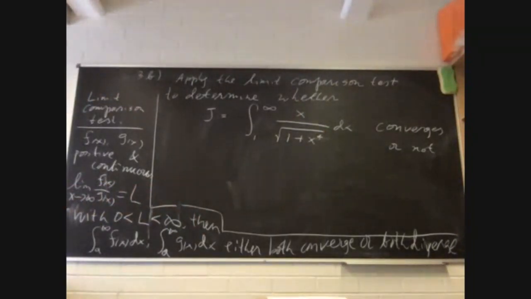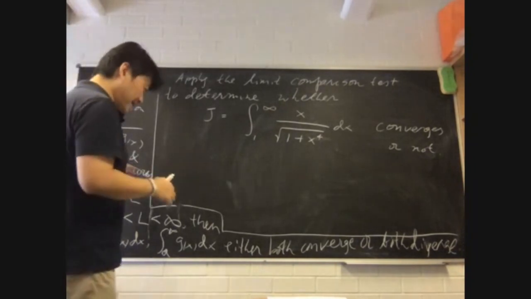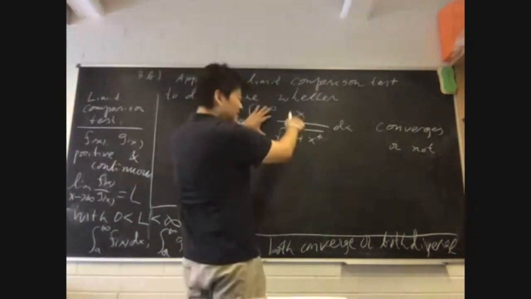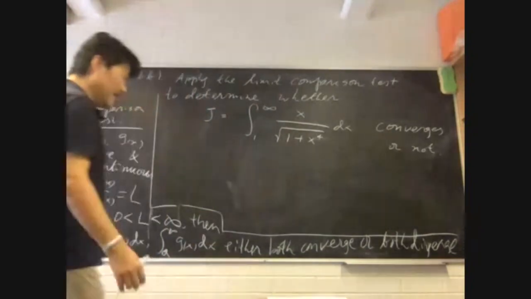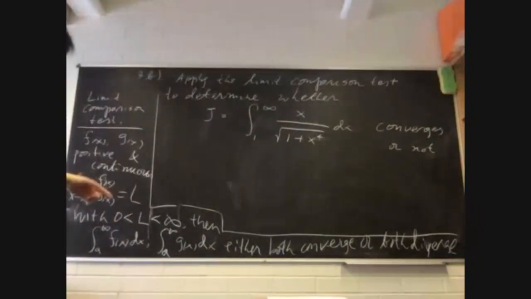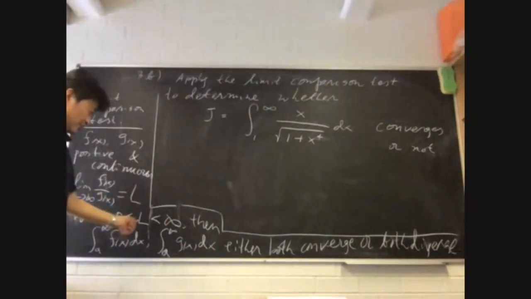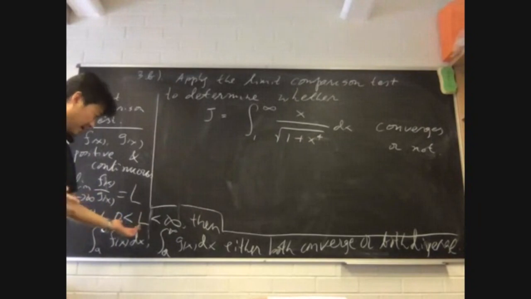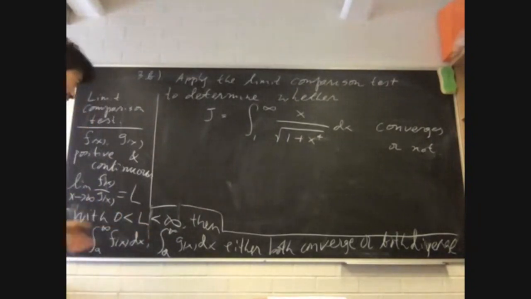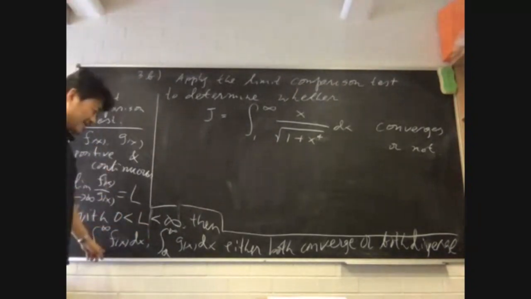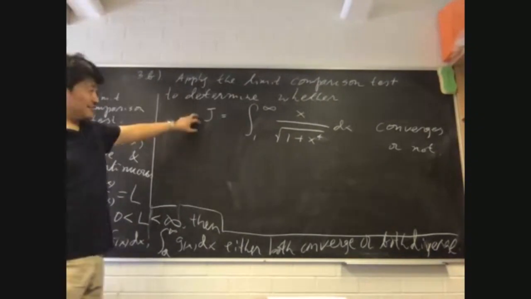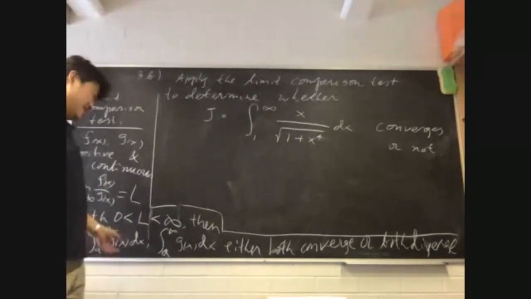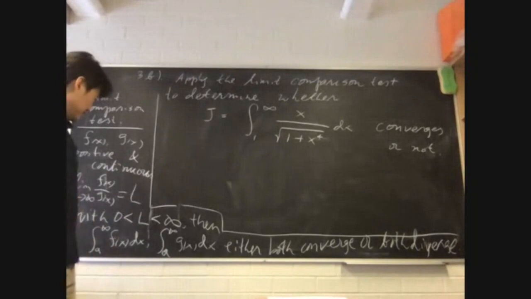So it's saying we have to use the limit comparison test, which means I better come up with another function. If I take the ratio of the integrand with that other function, I should hope to get a limit that is both positive and finite. Then if the integral of that other function converges, the integral of this function should also converge. If that diverges, this should also diverge.